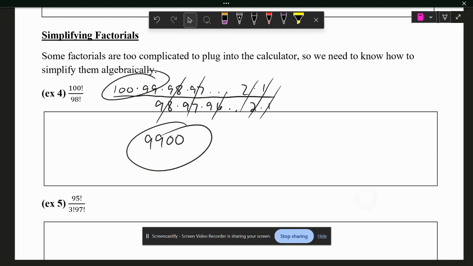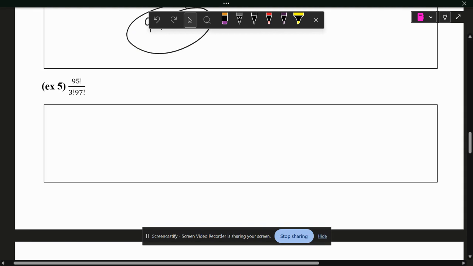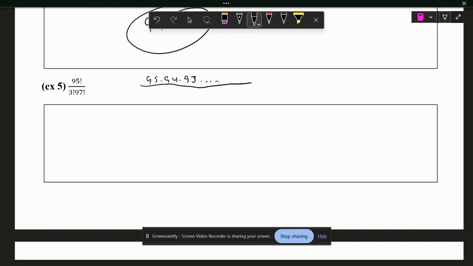If you look at example 5 here, you've got 95 factorial over 3 factorial times 97 factorial. That's the same as saying 95, 94, 93, multiplying until you get down. 3 factorial is just 3 times 2 times 1. And then you've got 97, 96, 95. And notice, as soon as I hit 95, I have 95 up top. Everything below that is going to scratch out. So now I have 1 over 6 times 97 times 96.